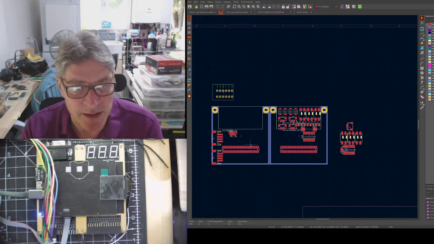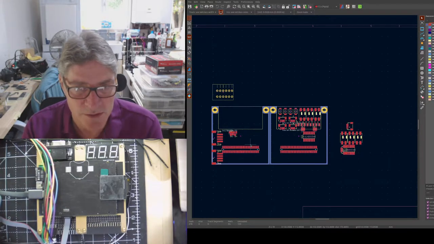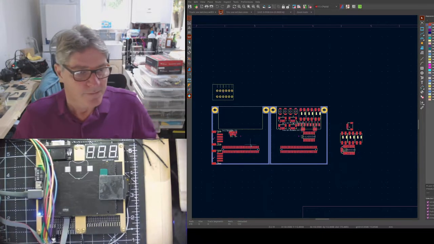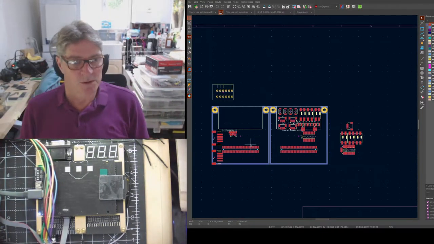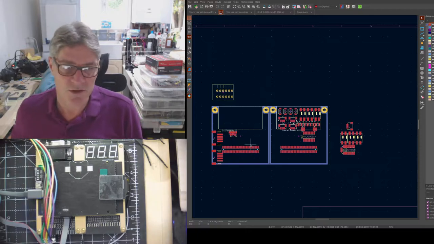Lloyd's just asking, have I sent the new PCB order off yet? No, I haven't finished it because I'm still adding to it. So I've got to get the starter tile finished, which we could do some work on this evening, potentially.